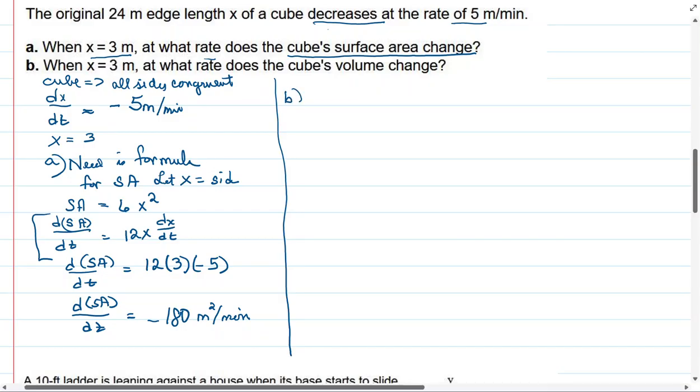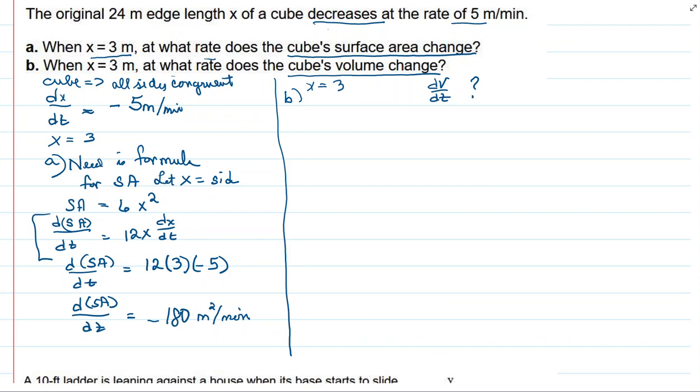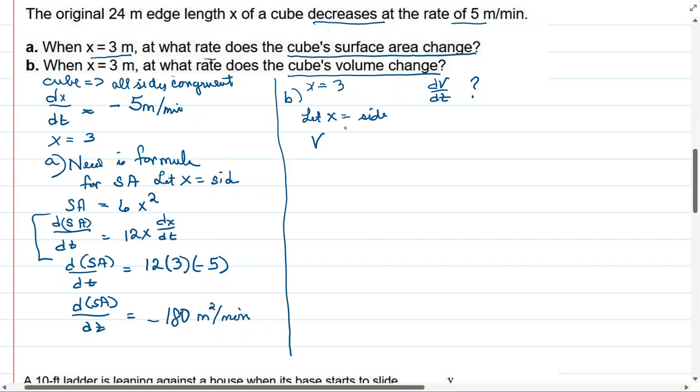When x is 3, at what rate does the cube's volume change? So we want the dV/dt. Volume for a cube is length, width, and height, and it's all the same. So we're going to let, again, x equal a side. Everybody okay?